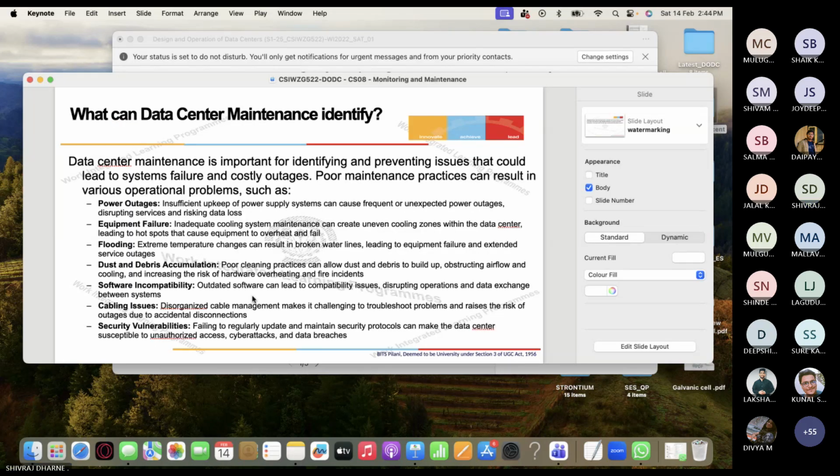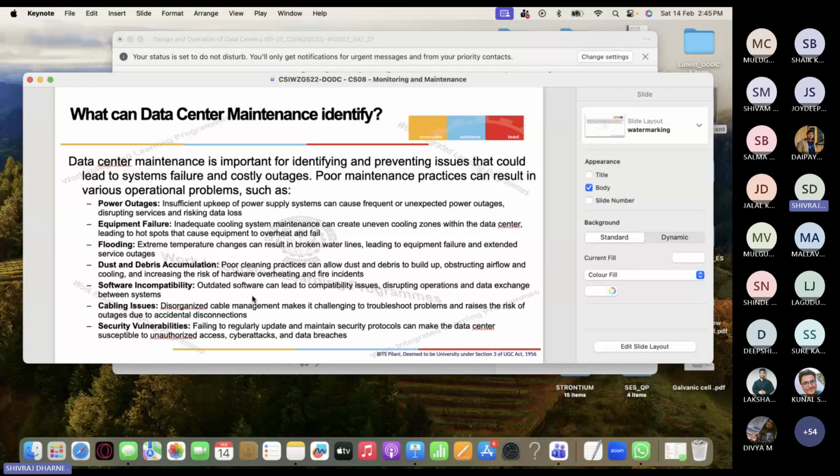So what can data center maintenance identify? When you say I am doing a great job on maintaining the data center, that means we are identifying and preventing issues that could lead to system failure, right? Because outages will be very costly. So poor maintenance practices can result in various operational problems.